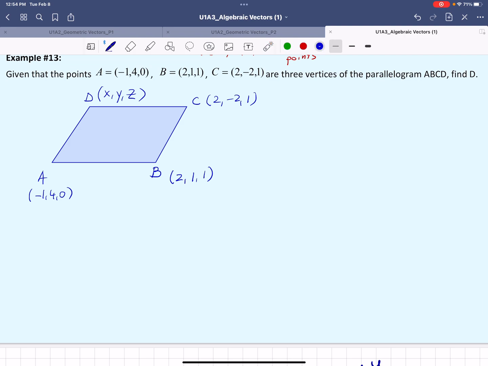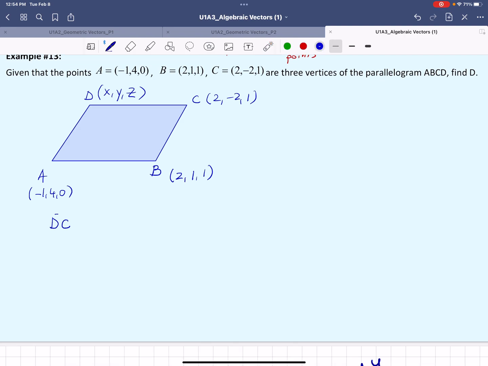So I'm going to say that vector DC must be x at C minus x of D, which is 2 minus x, y of C minus y of D, and then z of C minus z of D. So we have negative 2 minus y, and then 1 minus z. So that means that vector DC, this is simplified actually. I thought that we needed to simplify something.